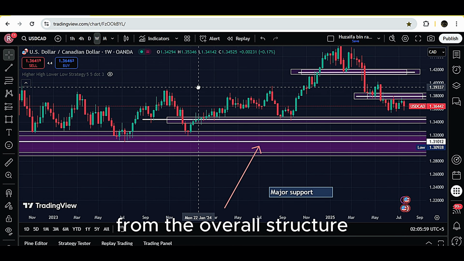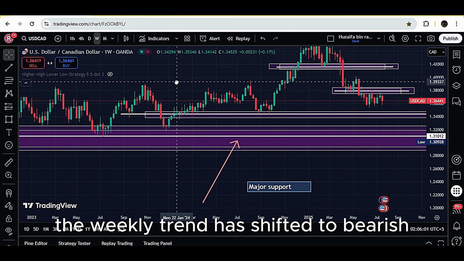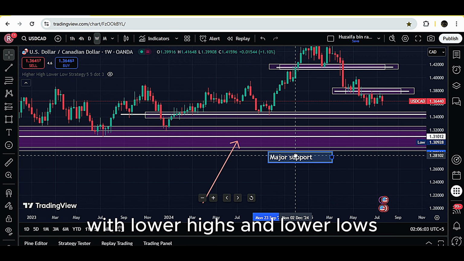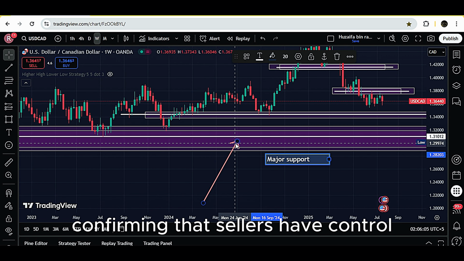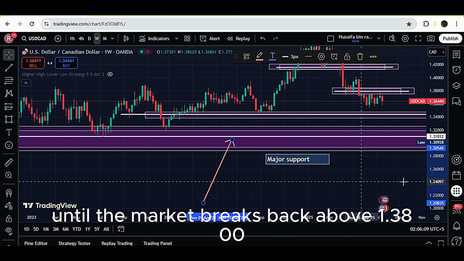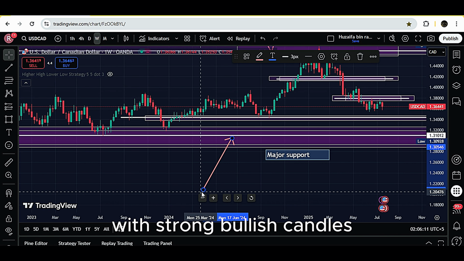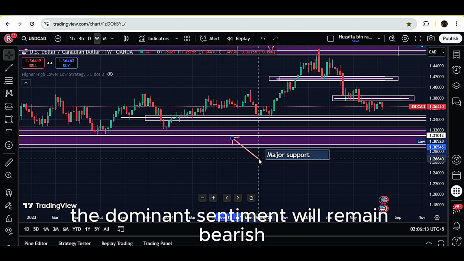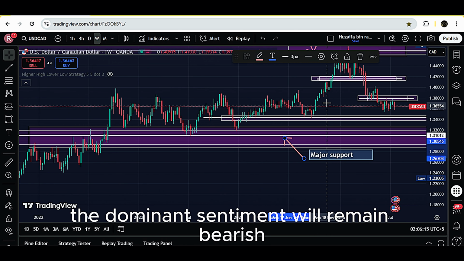From the overall structure, the weekly trend has shifted to bearish with lower highs and lower lows, confirming that sellers have control. Until the market breaks back above 1.3800 with strong bullish candles, the dominant sentiment will remain bearish.